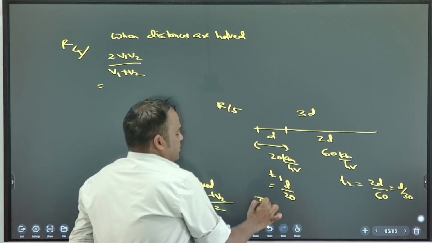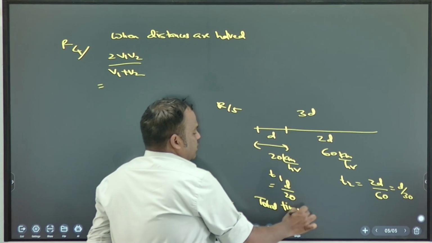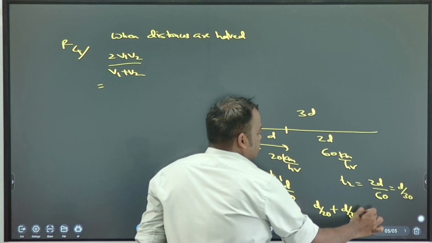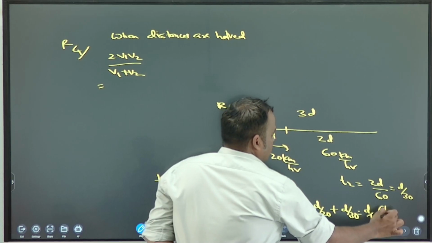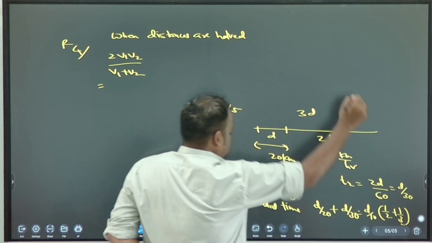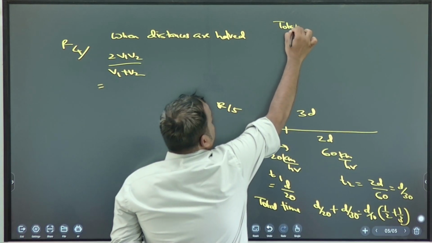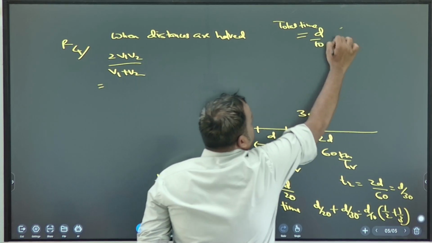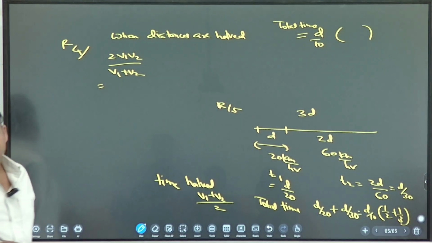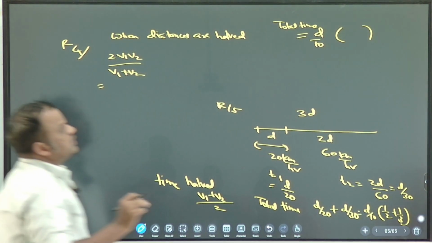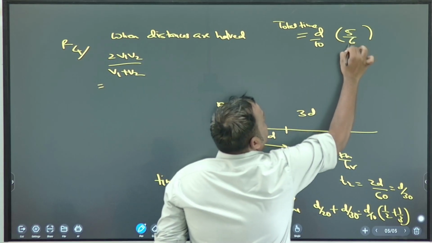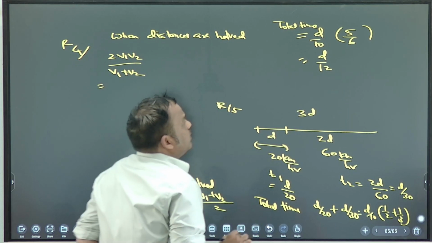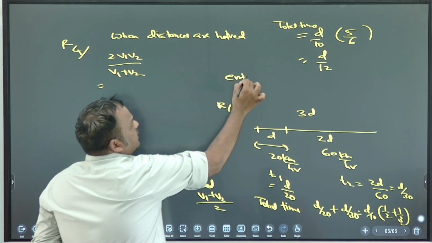So what is the total time? D by 20 plus D by 30. So D by 10 common, 1 by 2 plus 1 by 3. Total time D by 10 into 1 by 2 plus 1 by 3. How much is 1 by 2 plus 1 by 3? 5 by 6. Good. 5 by 6 into D by 10, that is 1 by 2 into D by 6. So what is the total time? D by 12.